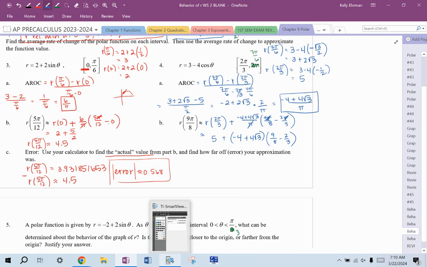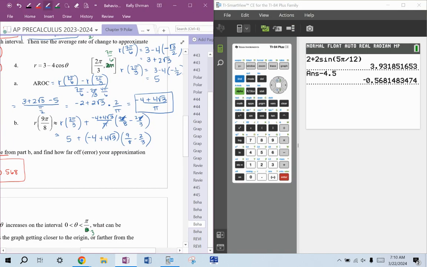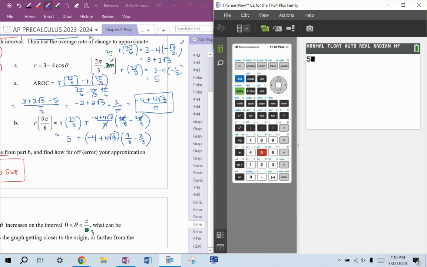So what about the error? Let's see what that comes out to. So that's 5 plus the quantity negative 4 plus 4 radical 3, multiplied by 9/8 minus 2/3. So this is our proposed value. And then what is 3 minus 4 cosine of 9 pi over 8? Oh, not too far off, 6.695.